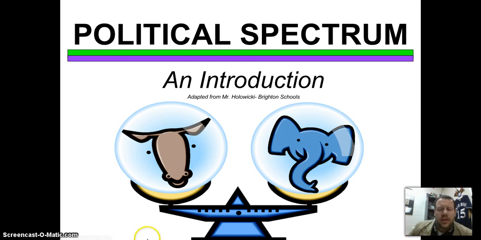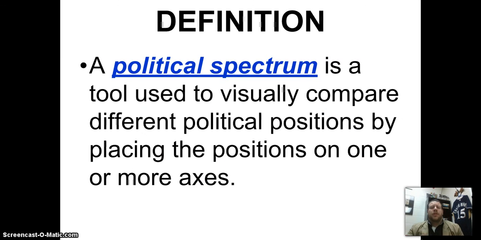Hey everybody, we're going to start here looking at the political spectrum, this being the idea of where you fit in the big line of politics here in the United States. So to start off, what is the political spectrum? You've probably seen this on the front wall of our classroom, just left-hand side of the smart board, big lines of the political spectrum.